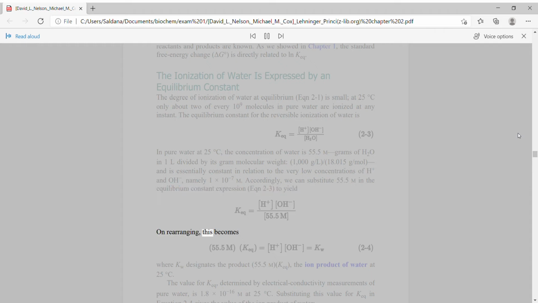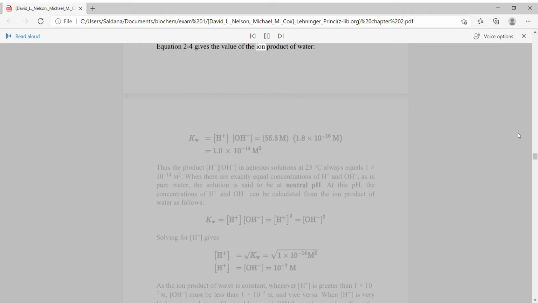On rearranging, this becomes: Kw = [H+][OH-] = 55.5 M × Keq, where Kw designates the product, 55.5 M × Keq, the ion product of water at 25 degrees Celsius. The value for Keq, determined by electrical conductivity measurements of pure water, is 1.8 × 10^-16 M at 25 degrees Celsius. Substituting this value for Keq in equation 2-4 gives the value of the ion product of water. Thus the product [H+][OH-] in aqueous solutions at 25 degrees Celsius always equals 1 × 10^-14 M².